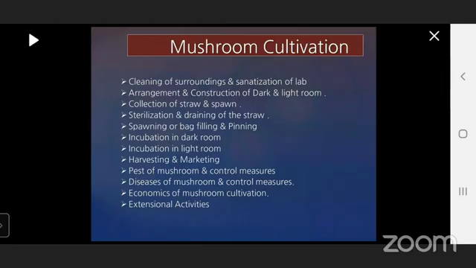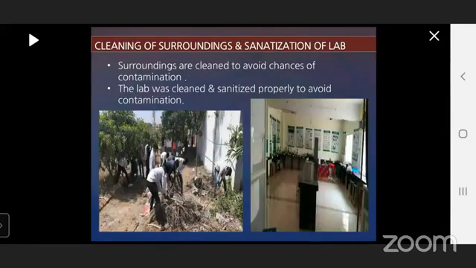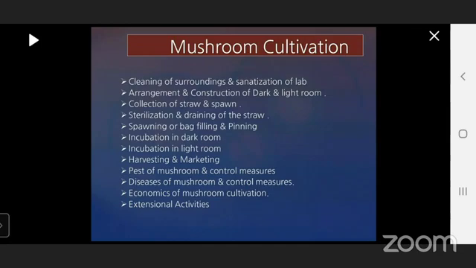Then collection of straw and spawn. Straw means agricultural waste material like soybean straw, paddy straw, wheat straw, rice straw. Then we can also use sugarcane trash, banana leaves, bamboo trash, etc. Or we can also use biodegradable vegetable waste, fruit peels, etc. We can use these for mushroom cultivation technology.